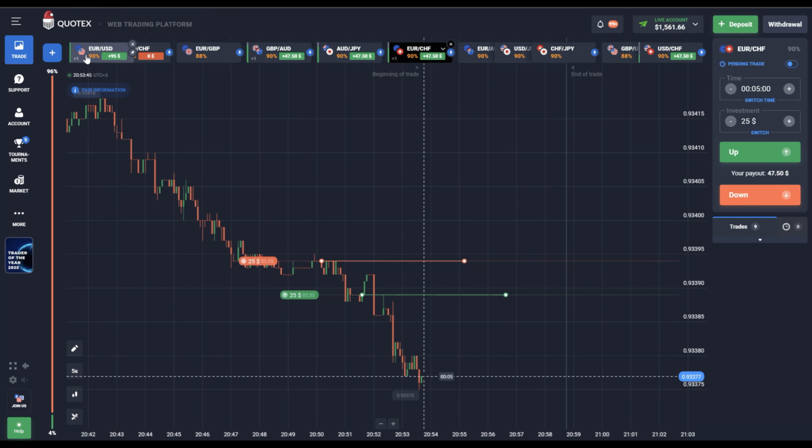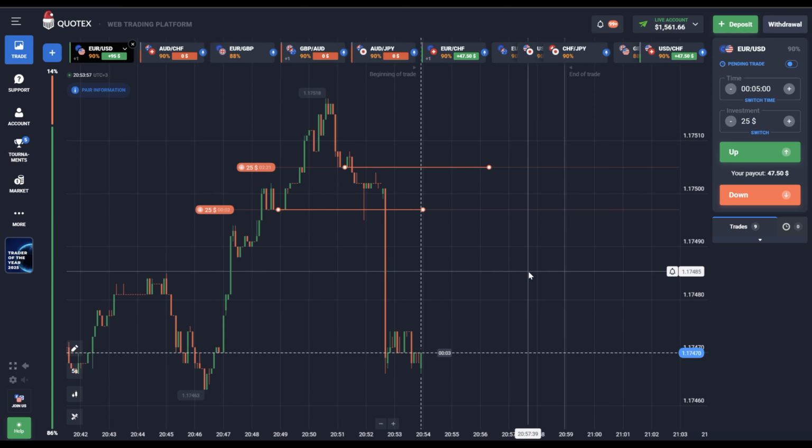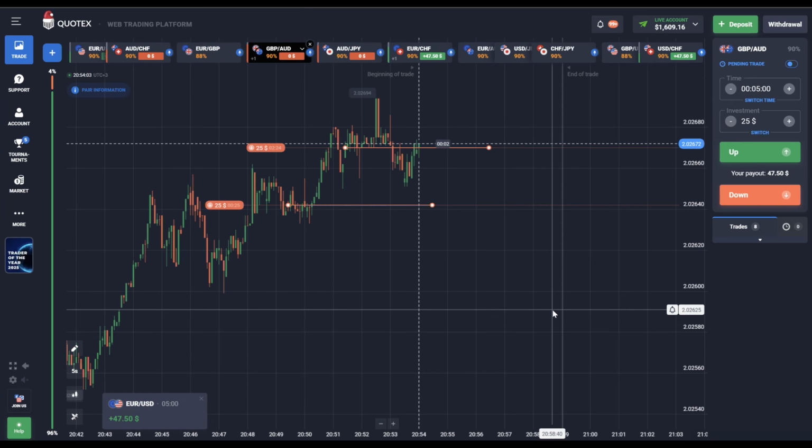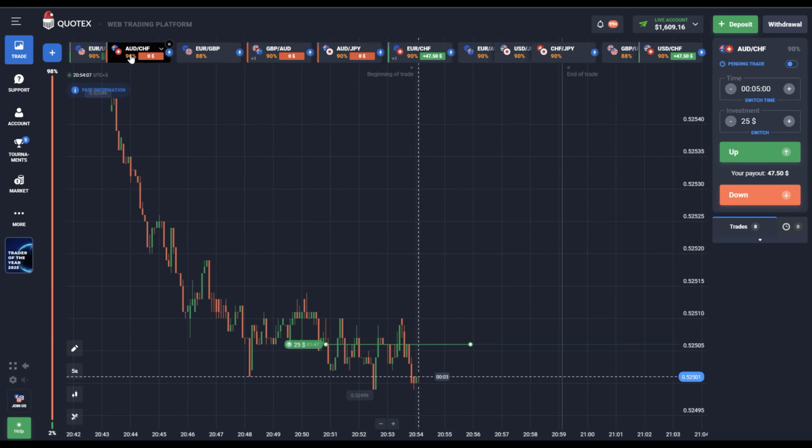Of course, I'll watch the video later to see how it happened, but I have no idea what that was. It shouldn't have been like this. So, euro dollar. The first deal also closes in the black. Yes, everything is fine here. British pound Australian, the lower trade will be in the red. Here's the top one, I hope it will be positive.